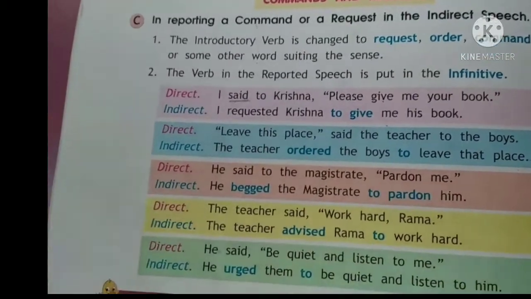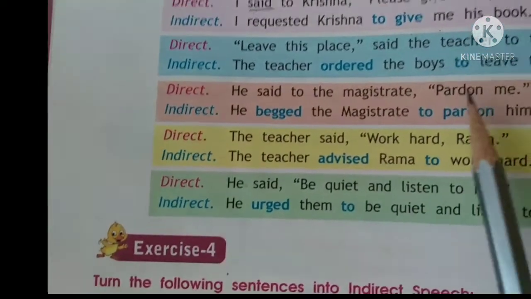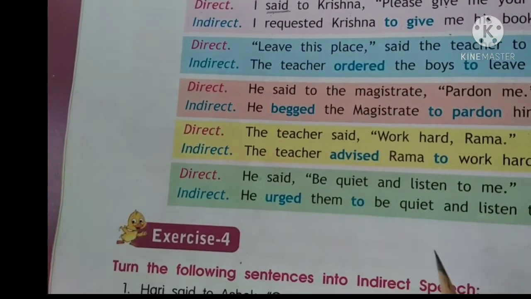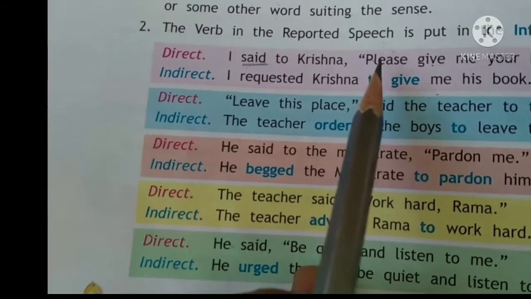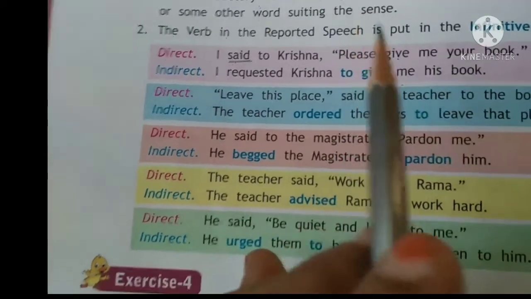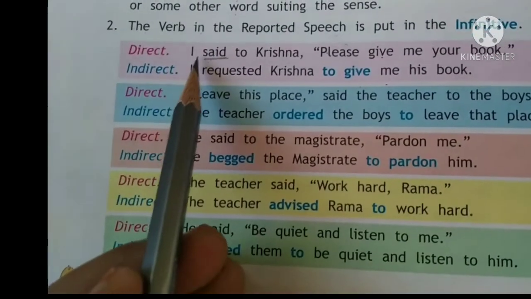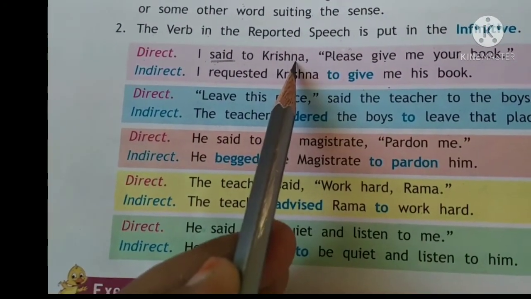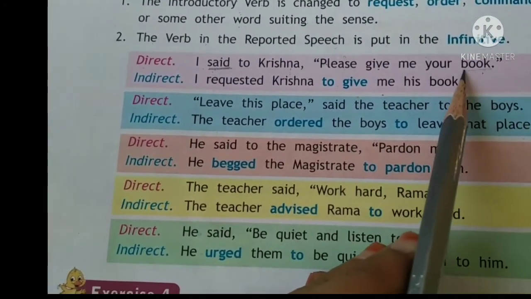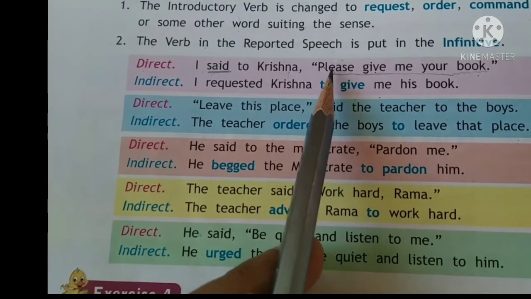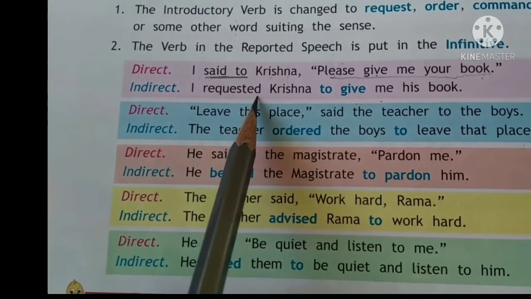Infinitive means if your speech starts with please, leave, pardon, work, be, then before these words we need to add "to". So it will become infinitive. Now, for example, please try to understand. Your first is, I said to Krishna, "Please give me your book." So here, "please give me your book" is a request. We are requesting someone. So we change this "said to" into "requested".